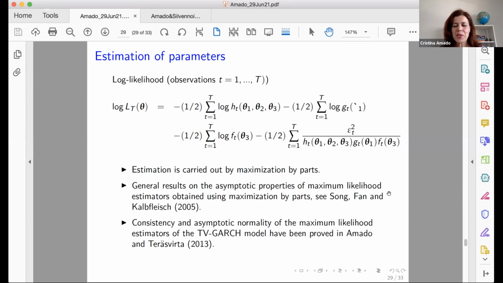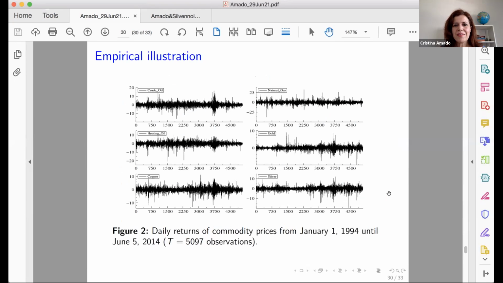But so this is basically what I wanted to show you regarding the paper.